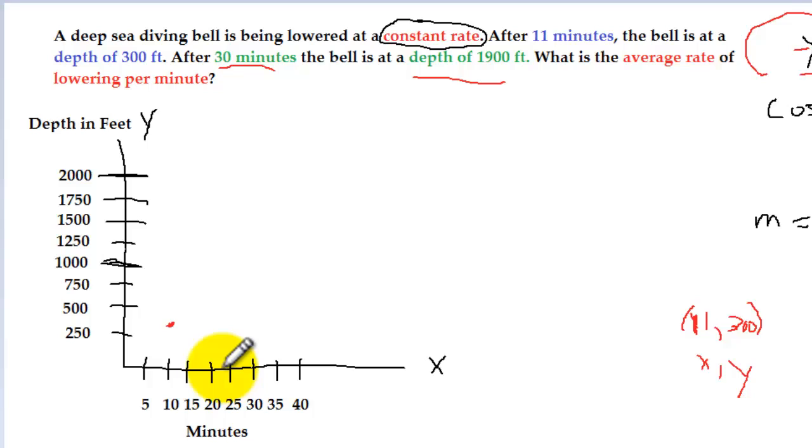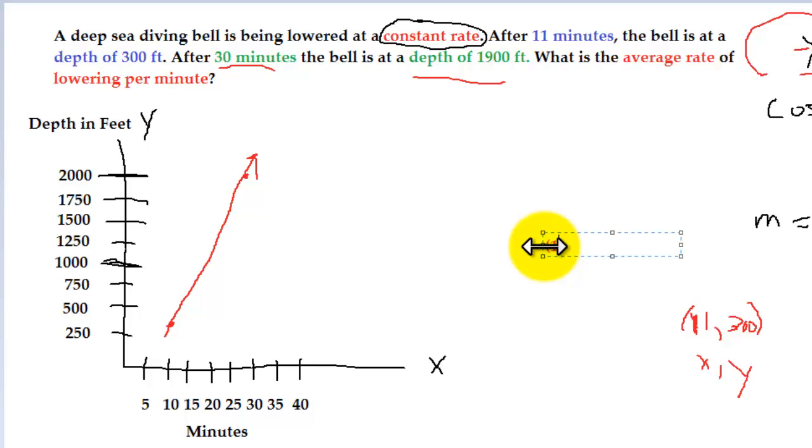So 30 minutes, at a depth of 1900, which brings us to pretty much 2000, right there. We've got 2 points, and with 2 points, you can draw a line. We don't know what the y-intercept is, so we're just going to draw it. Now we know what our points are. This is looking pretty sloppy here, so I'm going to type those points.